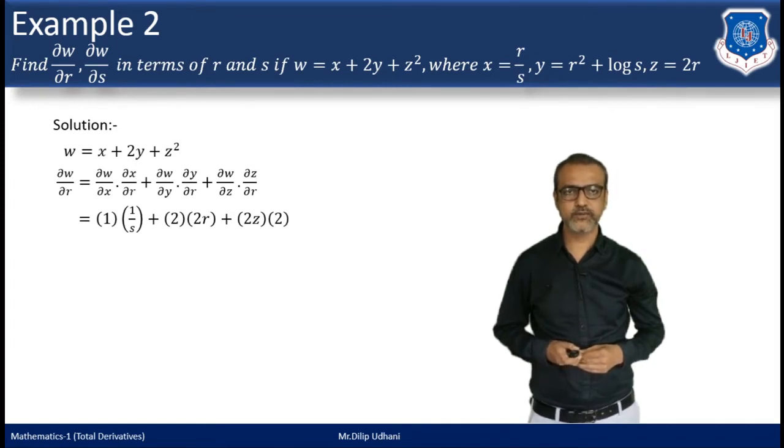Del w by del z means the partial derivative of w with respect to z, so we will keep x and 2y constant and its derivative will be 0. And then the derivative of z square is 2z. Now we have to find del z by del r.